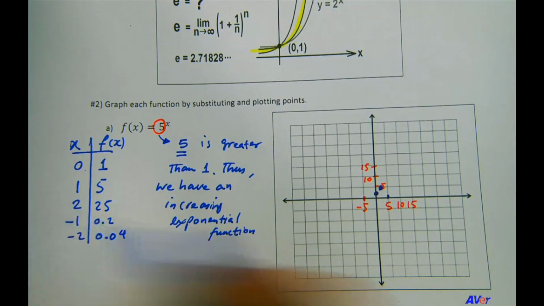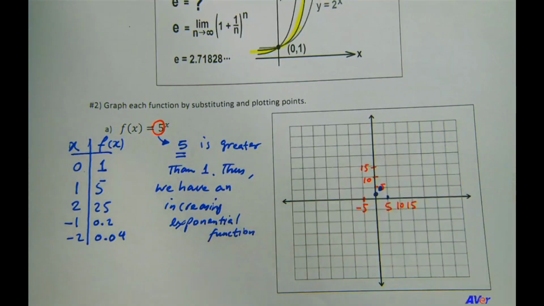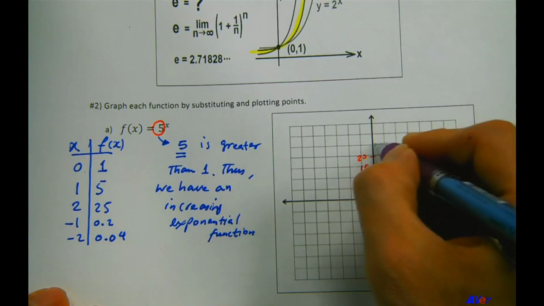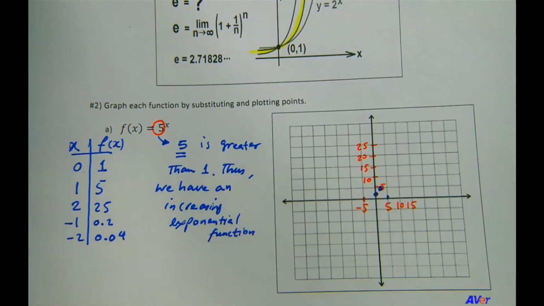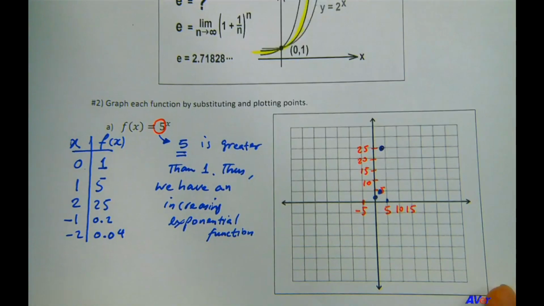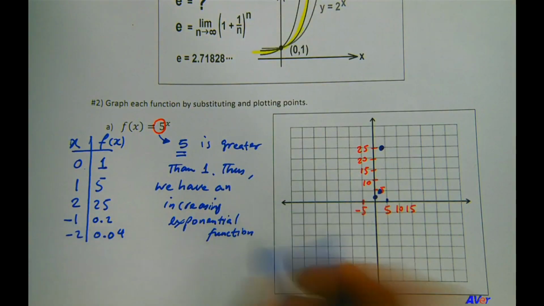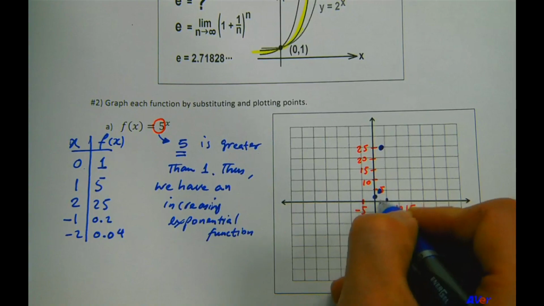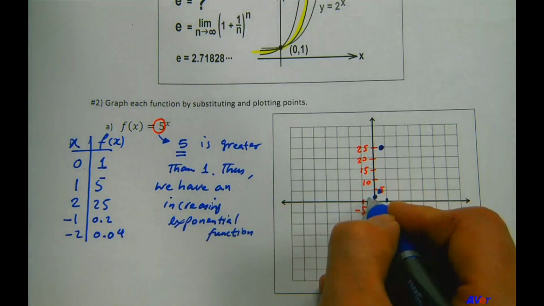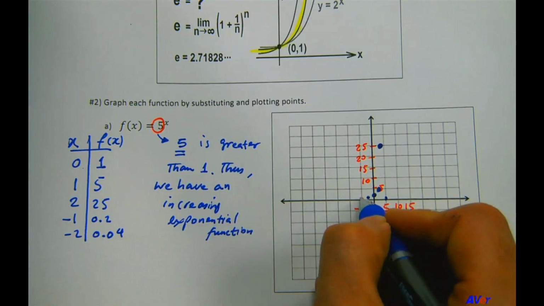So (2, 25) would be way up here. If that's 15, this would be 20, and this would be 25. (2, 25) would be somewhere here. Wow, this is a really steep growing exponential function, as it turns out. And then on this side, f of negative 1 is equal to 0.2. So x equals negative 1 is on this side. And then negative 2 is near 0.04.